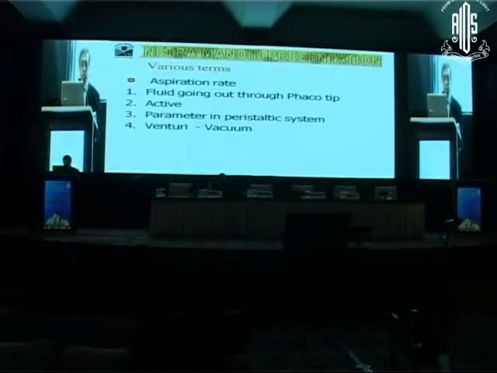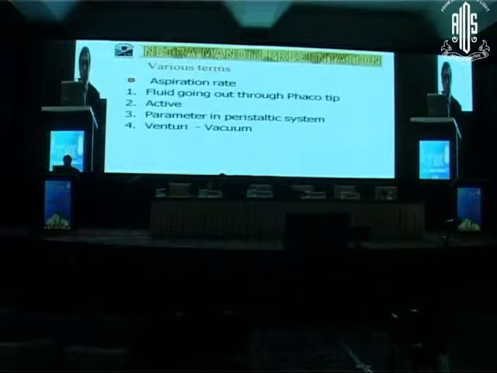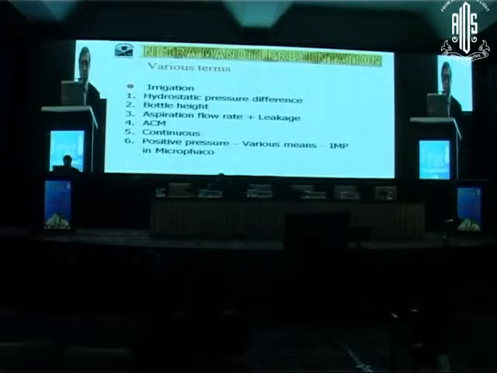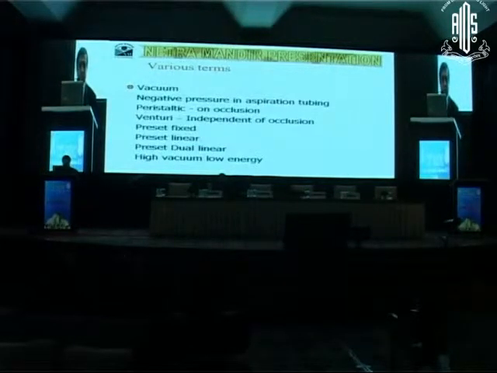Also, you need to remember that aspiration flow rate is the basic thing in the peristaltic system, and that is the one which is going to build up the vacuum. However, in the venturi system, you do not have an aspiration parameter at all, and it just functions directly on the vacuum, which will regulate the aspiration flow rate. Irrigation, as I said, is basically a passive process, and it depends upon the hydrostatic pressure which you develop by bottle height, but it can be made active by various things like using aspiration, an anterior chamber maintainer, or a continuous flow, or a positive pressure, which we will deal with a little later.